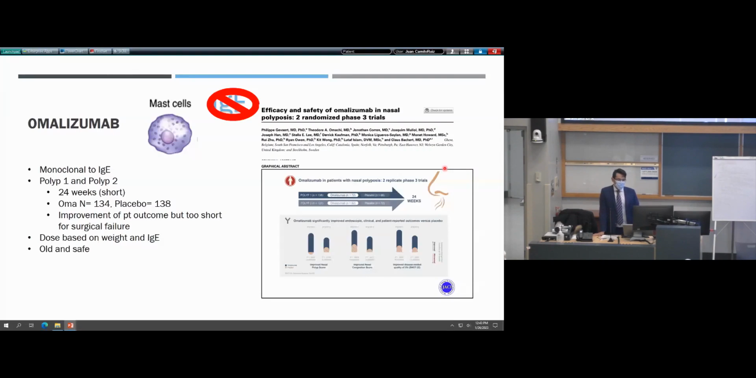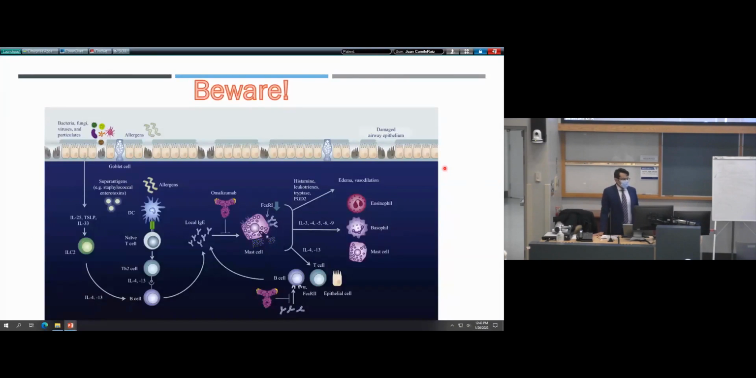The dosing is weighed on IgE levels and weight. And the advantage of omalizumab is that it is a biologic that we know for a long time, and we know is quite safe. Now, this is a picture from the actual paper, which I found interesting.